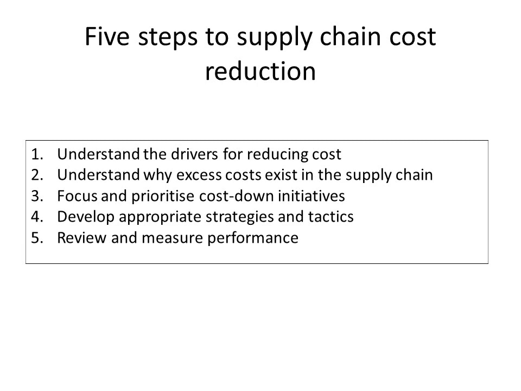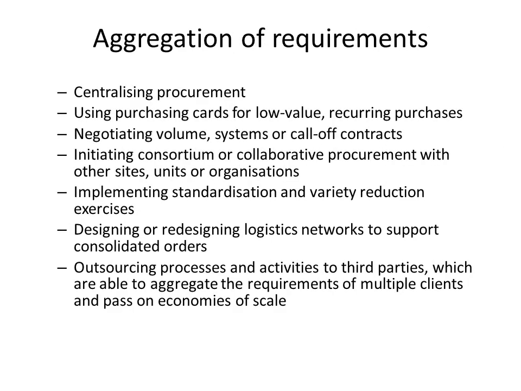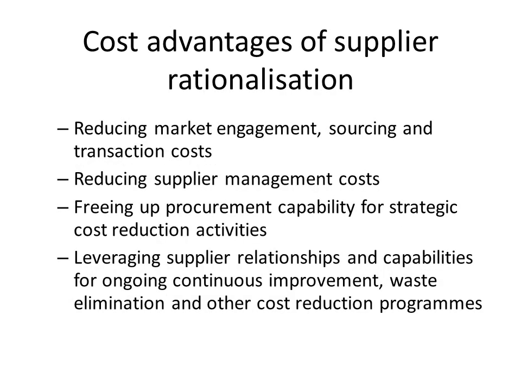We might want to aggregate requirements through central procurement, perhaps using purchase cards for low value items, negotiating volume call-off contracts, standardisation and variety reduction, redesigning networks to consolidate orders, and we might outsource processes which enable us to aggregate the requirements of multiple clients and pass on economies of scale. So quite a few areas where requirements can be aggregated to achieve cost reduction.